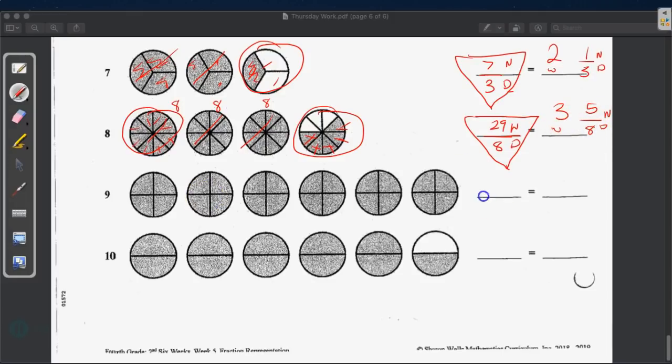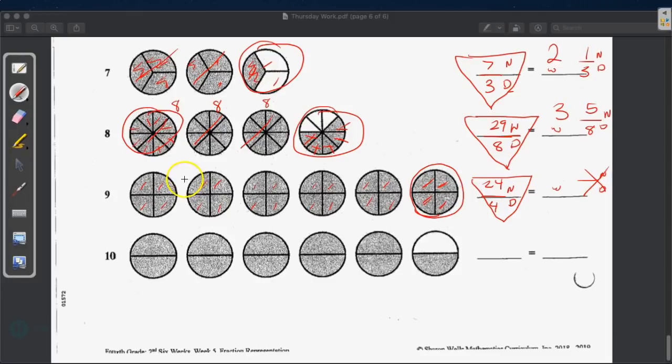Again, over here for number 9, your denominator, how many pieces do you have in one group? 1, 2, 3, 4. In one group, there's 4. Now count all your shaded pieces. 1, 2, 3, 4, 5, 6, 7, 8, 9, 10, 11, 12, 13, 14, 15, 16, 17, 18, 19, 20, 21, 22, 23, 24. 24/4. Right there.